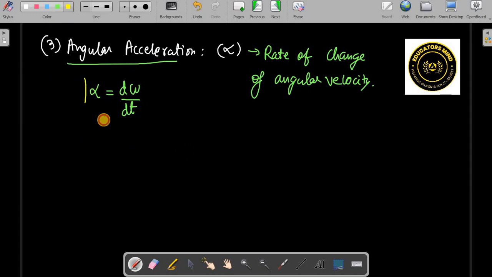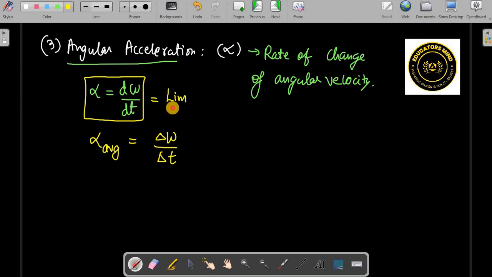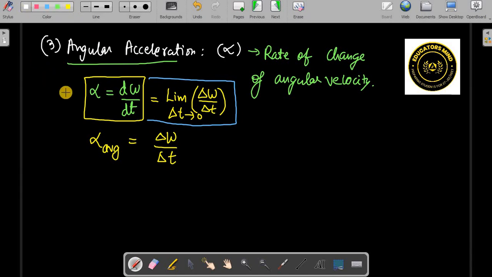Okay, again this is instantaneous. If you want the average, the average value of angular acceleration is delta omega by delta t, and when you take the limit delta t tends to 0, it becomes d omega by dt, which is the instantaneous definition. Okay, right, that's the basic definition about it.